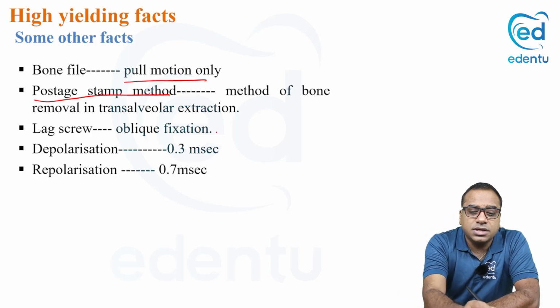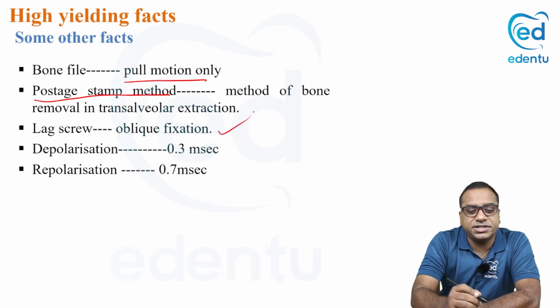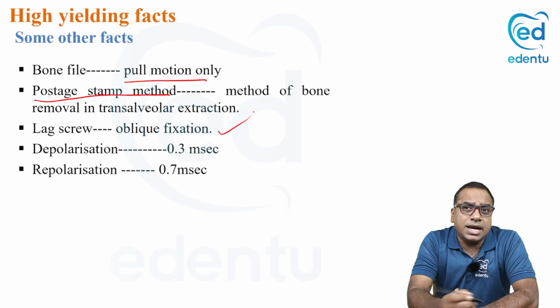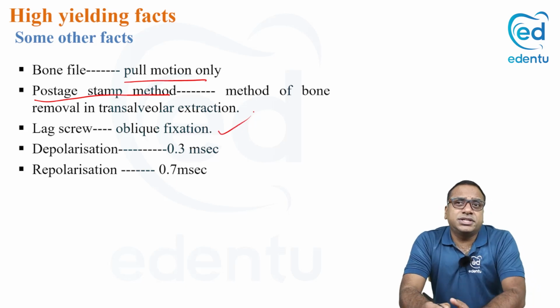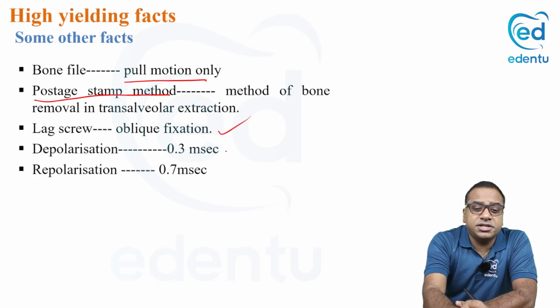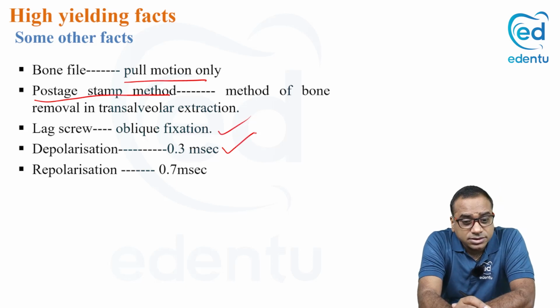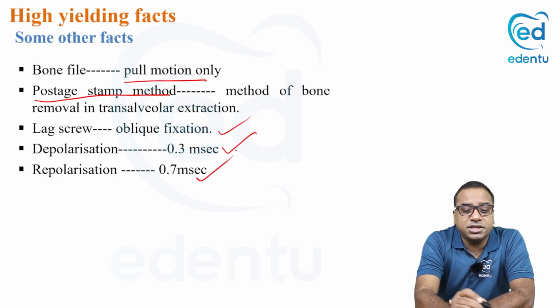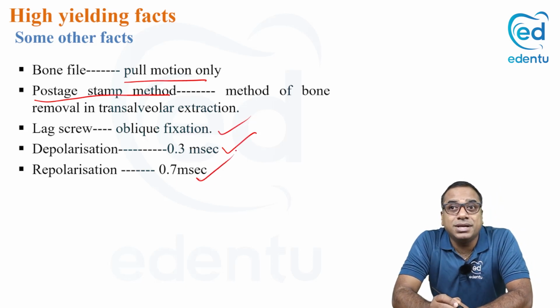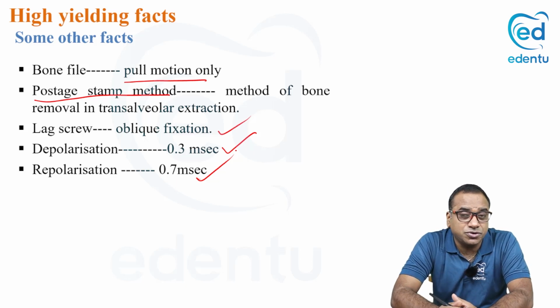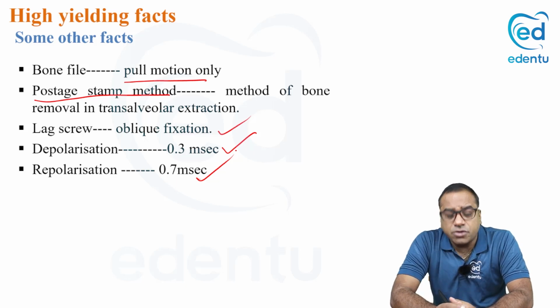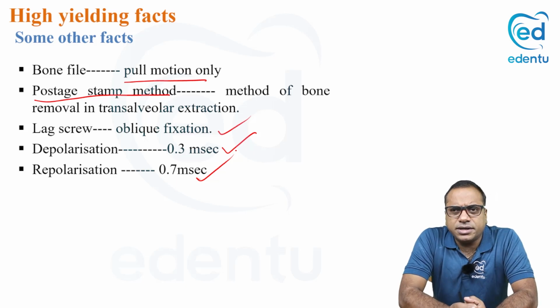Lag screw, it will do oblique fixation. And then in local anesthesia, what you see, the depolarization is for 0.3 millisecond and repolarization is for 0.7 millisecond. So these are the values you should be knowing. Now one more question, very important.